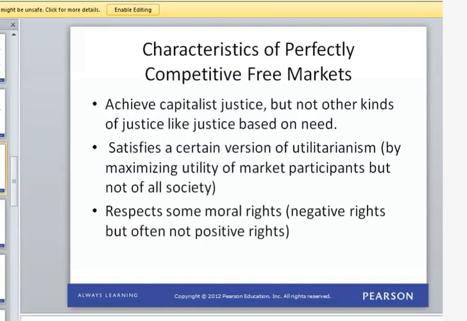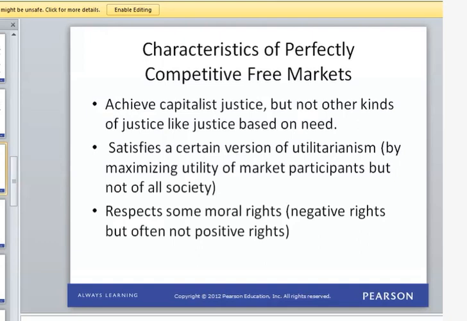All right. See here again, it justifies a certain version of utilitarianism by maximizing utility of market participants, but not of all society, right? Okay, we're talking about the utilitarian approach. Yes, perfectly competitive market serves that, where everyone is choosing the best alternative that they have, maximizing their utility, but the problem is it is not applied to all society, meaning there is some limitation on the utilitarian approach.